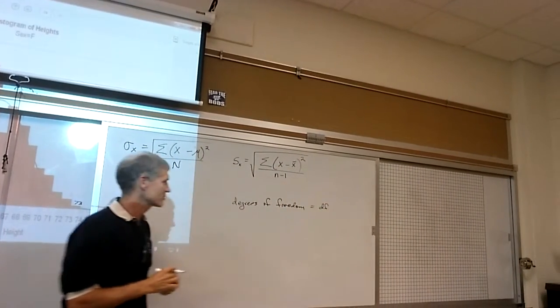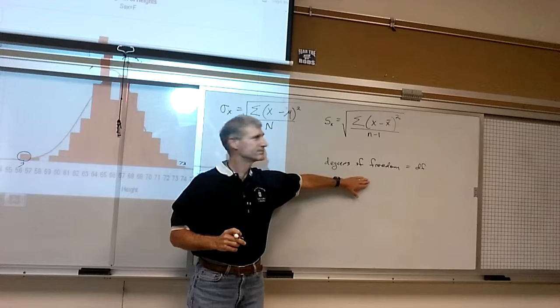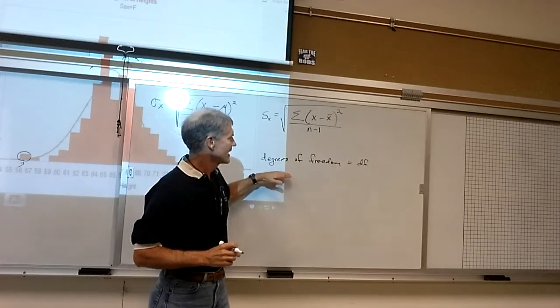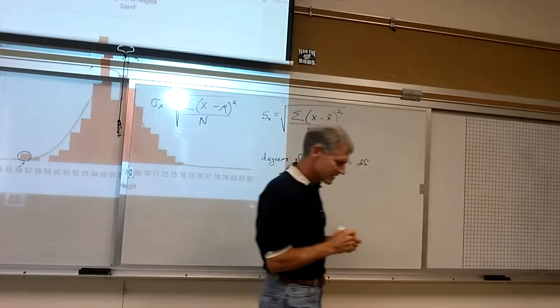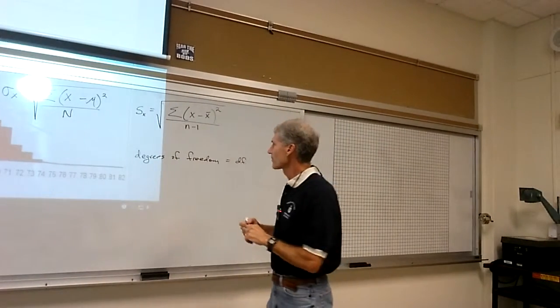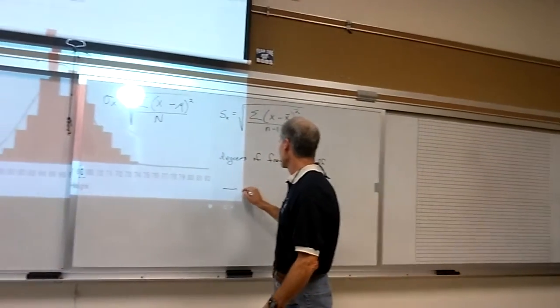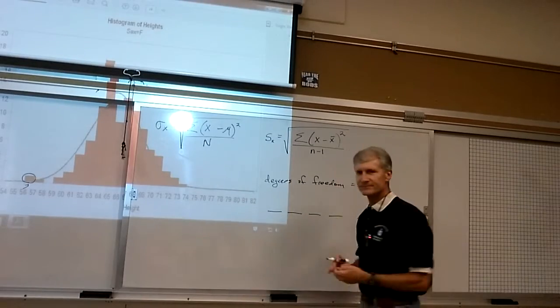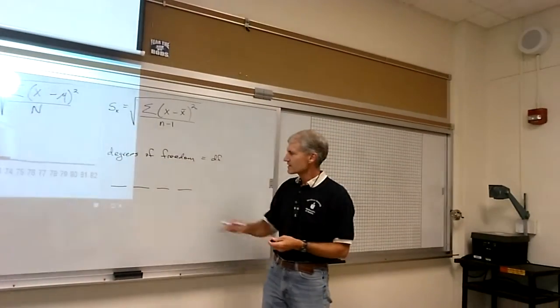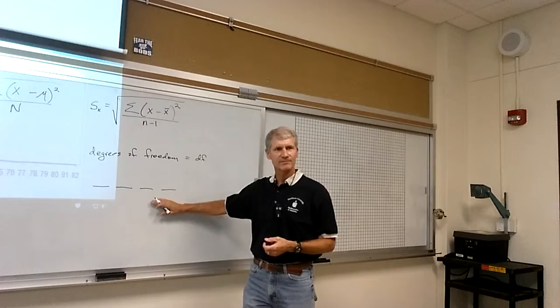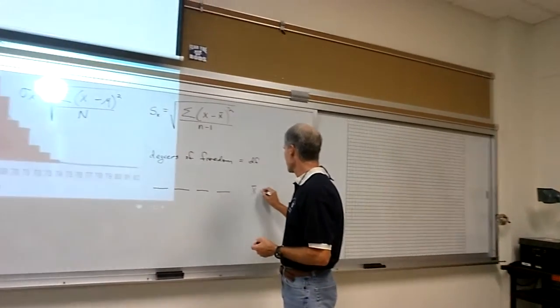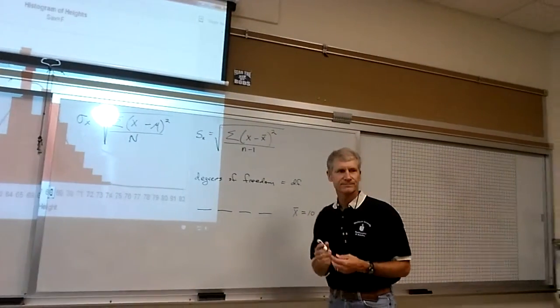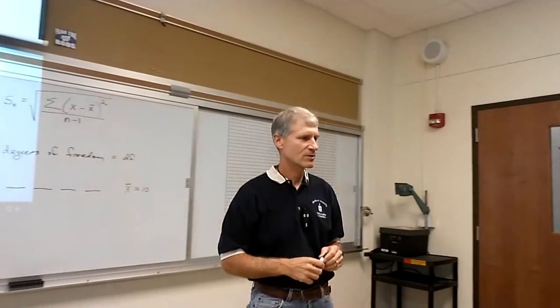We'll hit several times this semester a concept called degrees of freedom. And degrees of freedom has to do, well, let me just do an example. Let's make up some data. Small data set with 4 observations in it. And let's say that X bar is 10. So, what's your first name again? James. Give me the first number.